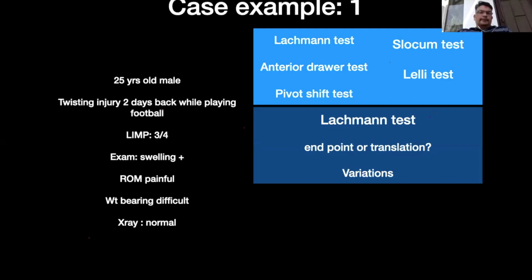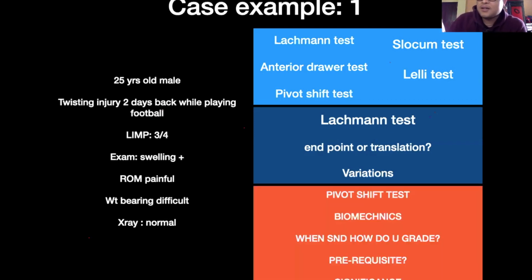So I think all the panelists agree that out of these 5 tests, except for the Lely test, all 4 tests should be done. And basically the Lachman test and pivot shift test are very important tests. So I have sorted out some questions on the Lachman test and pivot shift test. I would like to ask Rajiv sir. Sir, in the Lachman test, there are 2 things, endpoint or translation. So what is more important?